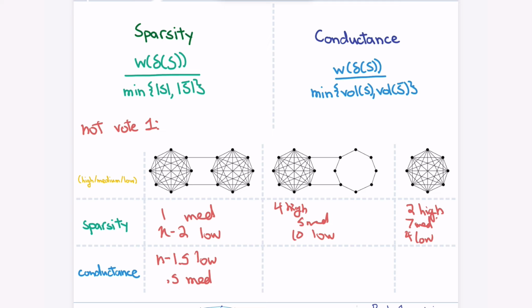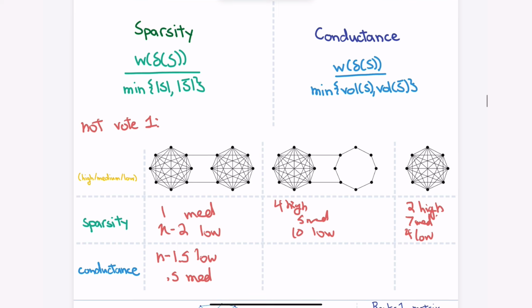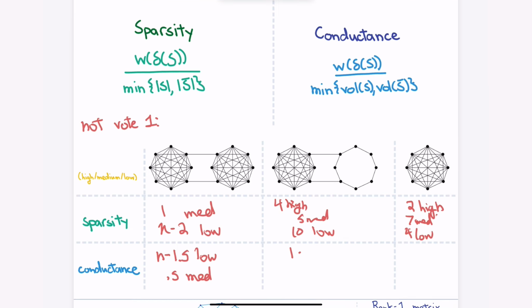All right, what about this graph? Now we're looking at the conductance. Does anyone think this will have high conductance? One for high. What about medium? Mostly medium. Any low? Okay. Oh wait, no, this is what people said. One person said high. So conductance is going to at least distinguish these two graphs.